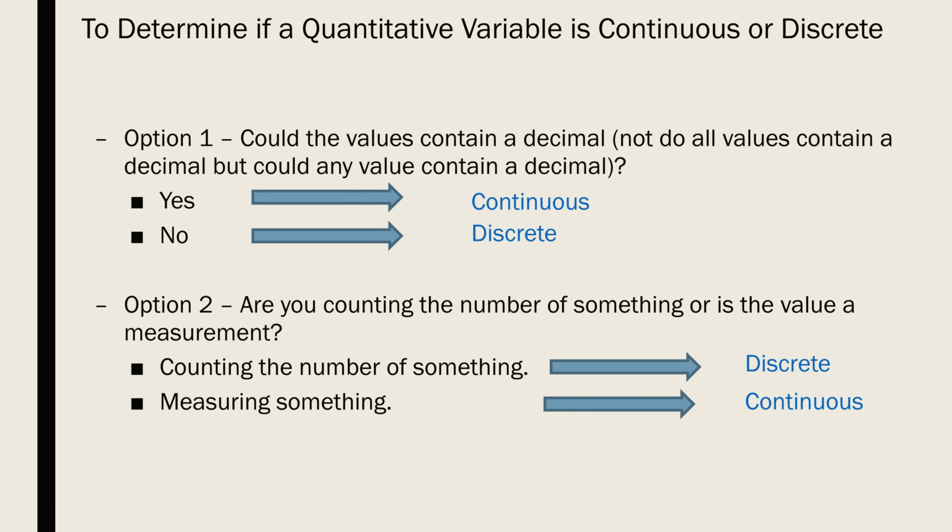To determine if a quantitative variable is continuous or discrete, here's option 1. Could the value contain a decimal? Not do all values contain a decimal, but could any value contain a decimal? If the answer is yes, then it is a continuous quantitative variable. If the answer is no, then it is a discrete quantitative variable. The option 2 is, are you counting the number of something, or is the value a measurement? If counting the number of something, then it is a discrete quantitative variable. If it is a measure of something, then it is a continuous quantitative variable.